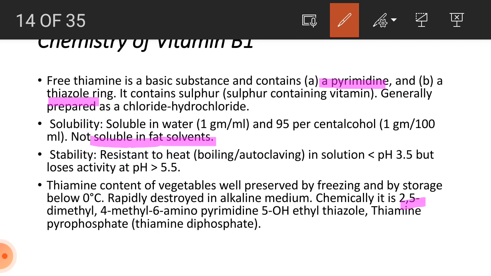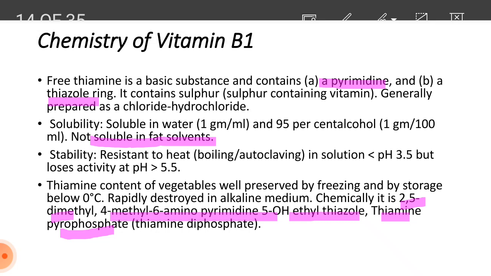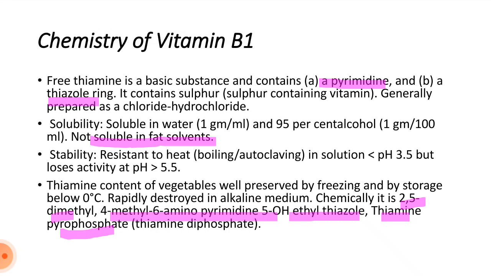Chemically it is 2,5 dimethyl 4-methyl 6-amino pyrimidine 5-OH ethyl thiazole or thiamine pyrophosphate. Also we can say that it is thiamine diphosphate. These are the chemical names or what vitamin B1 is called chemically.